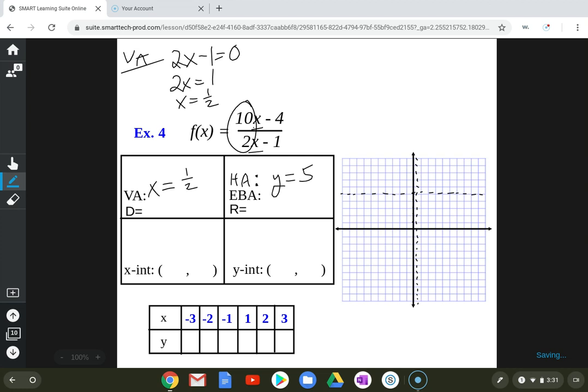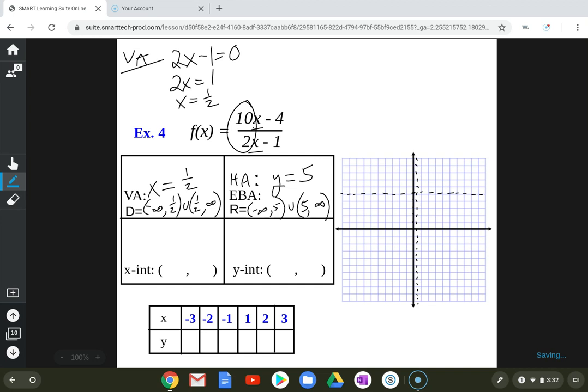All right, so our domain is all reals except at the vertical asymptote. So you could write x not equal to a half. I'm going to write it in interval notation. So negative infinity to a half, union 1 half to infinity. Our range is all y values except the horizontal asymptote. So negative infinity to 5 and 5 to infinity, not including the 5.